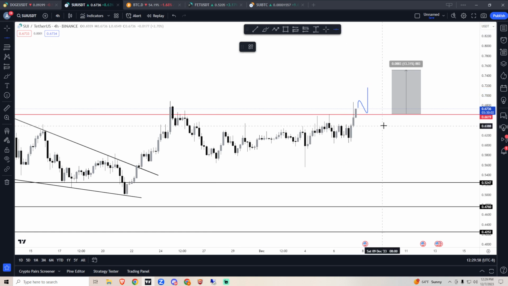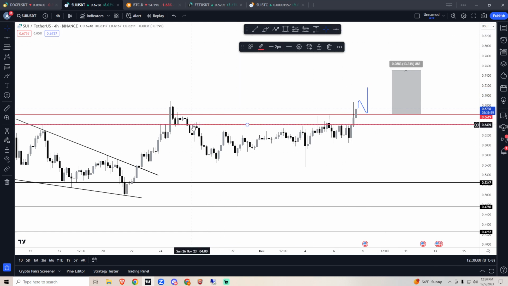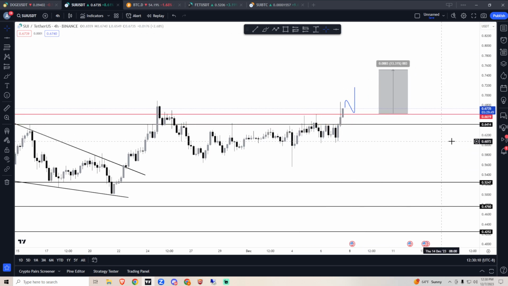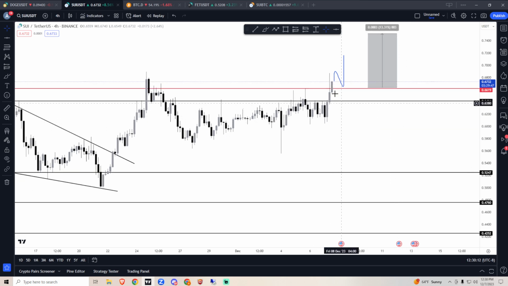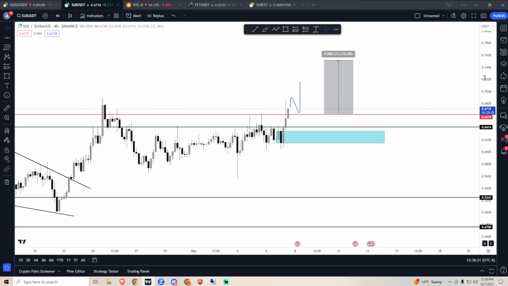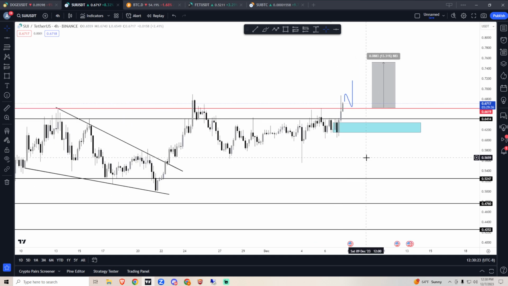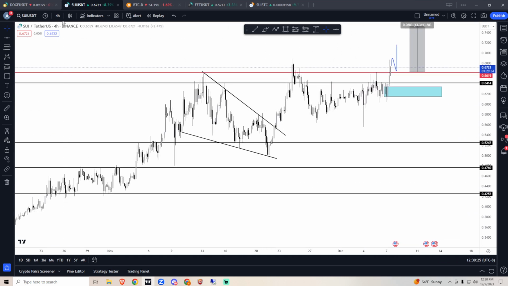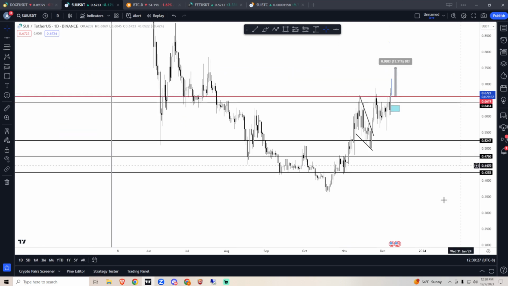All right, so we have here resistance, resistance, resistance. All of this rejected. We finally broke out of here. Okay, so now this is an SR. The next touch would be an SR point, support resistance area. You have a 4-hour order block here. Okay. Let's add more confluence to this.